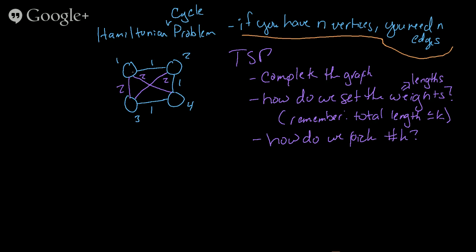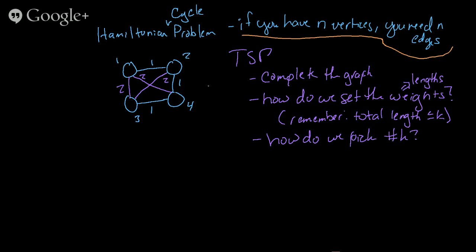So we were given this original blue graph. We're asked, does it have a Hamiltonian cycle? We knew the answer was no, but then we wanted to reduce that to the traveling salesman problem. So what we had to do first was complete the graph. So any vertices that were not connected, we have to connect. And then we talked about how do we set the lengths or the weights of these edges. Well, what we decided to do was set all the ones that were in the original graph to 1 and all the ones that we added in to 2.